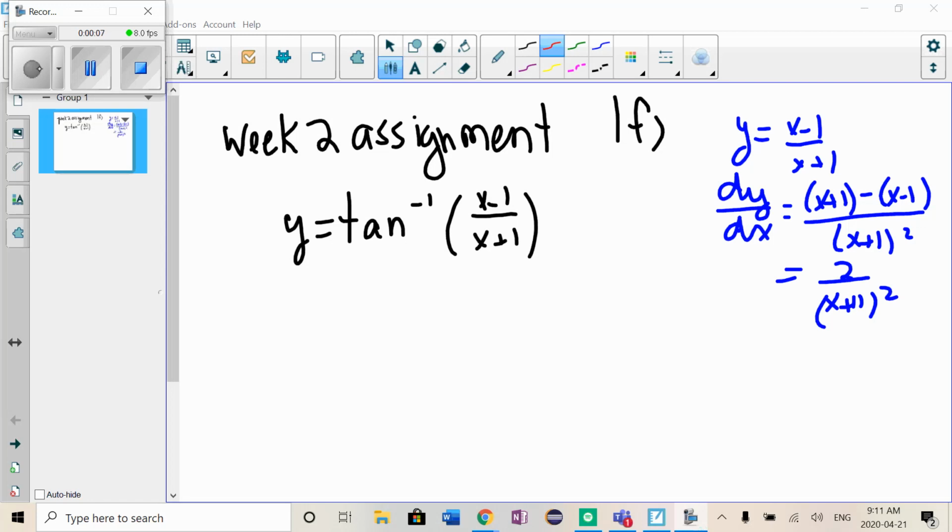So I thought I would do last week's assignment. It's y equals tan to the negative 1 of (x minus 1) over (x plus 1), just off to the side over here in blue. I know at some point I'm going to have to derive the angle, and it's going to involve the quotient rule, so I just did it over here.